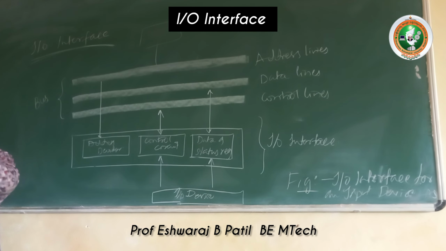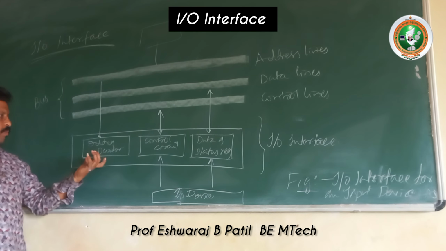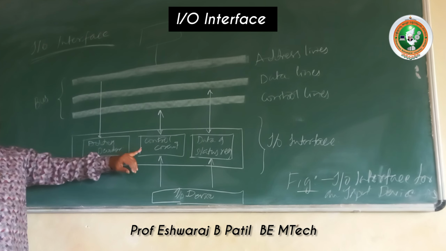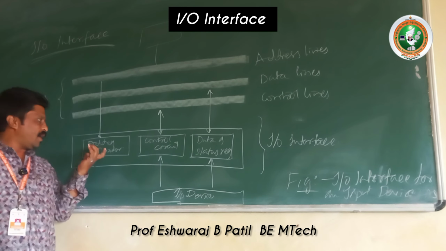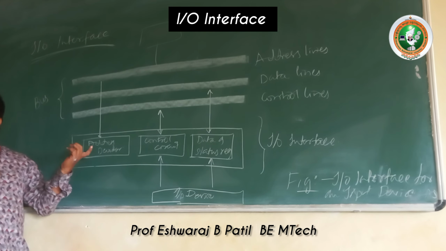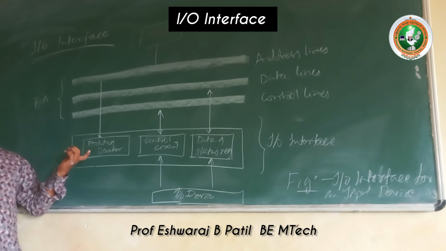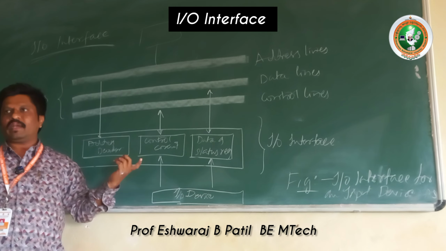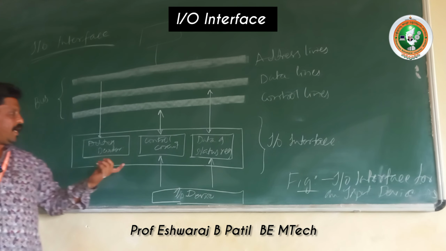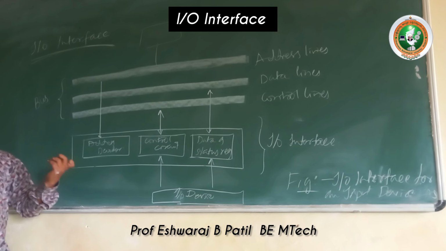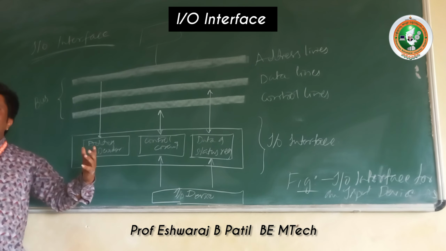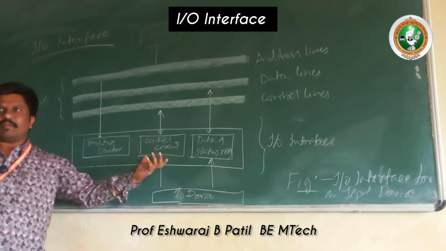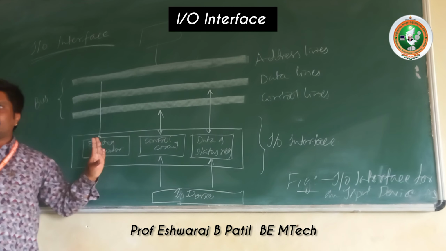The address sent on the address bus has to be decoded. After getting a perfect decode, the control circuit and the data and status registers will become active. Otherwise, until the address of that particular input device is decoded, the other devices will not be activated. That means the address of that particular input device has to be decoded first. After the decode only, the other hardware interfaces will become active.